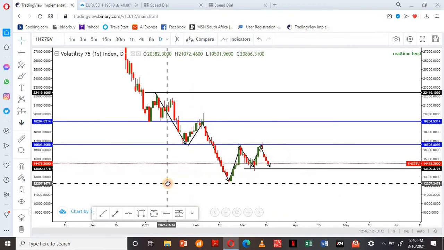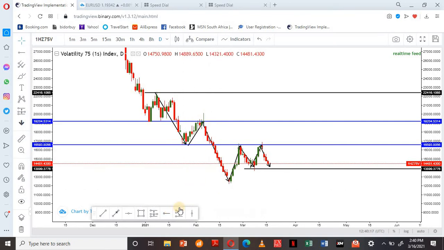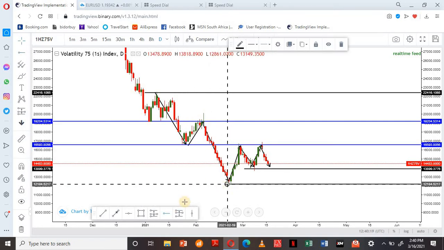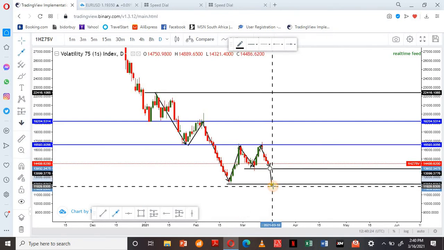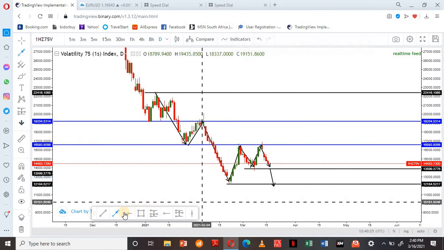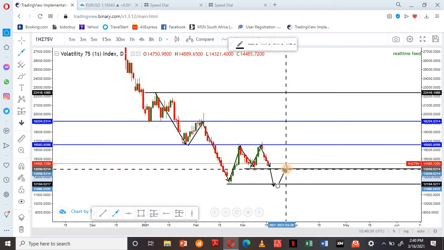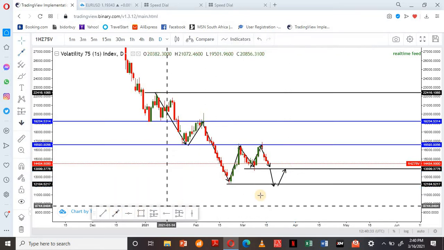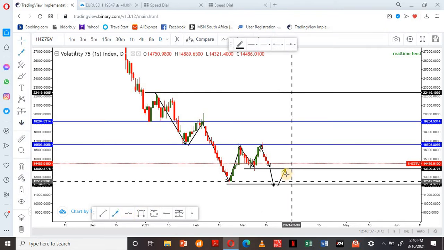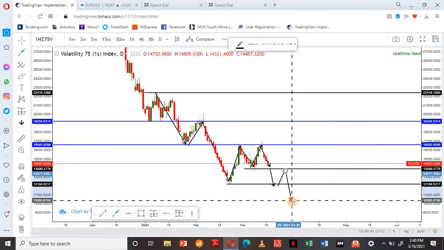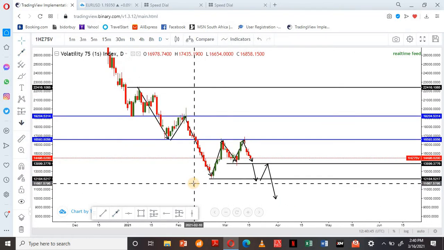So what might happen is that if we break this neckline here, if price breaks this neckline here, we'll be looking for a retest of this neckline here. Mind you, we're still on the daily chart. We'll be looking for a retest of the neckline there, then an impulse move. That's how we should see it.